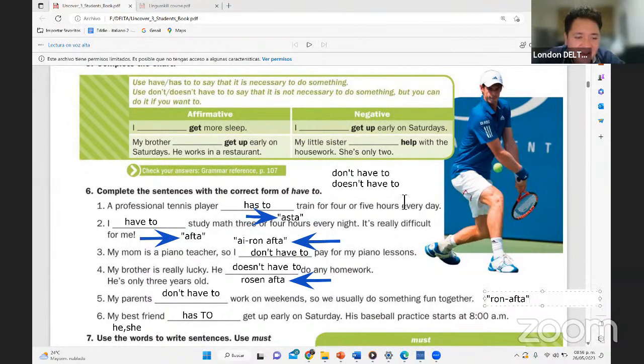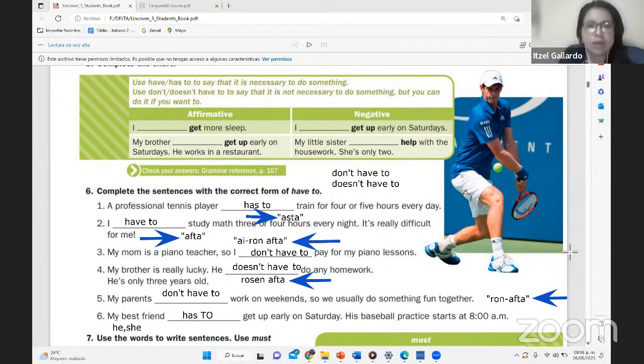Okay, please, Itzel, number 6. My best friend has to get up early on Saturday. His baseball practice starts at 8 a.m. Muy bien, entonces aquí decimos "hasta". My best friend has to get up early on Saturday. Ok, entonces sí decimos, ¿verdad? "Hasta", "after", "I don't have to", "doesn't have to". Ok, very well. ¿Aquí alguna duda sobre qué significa "have to" y el significado?